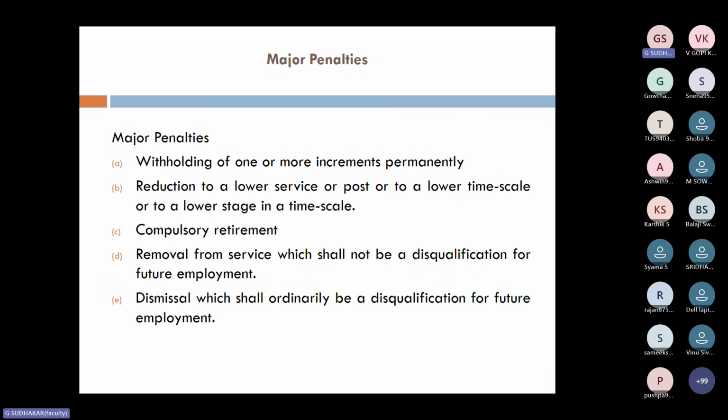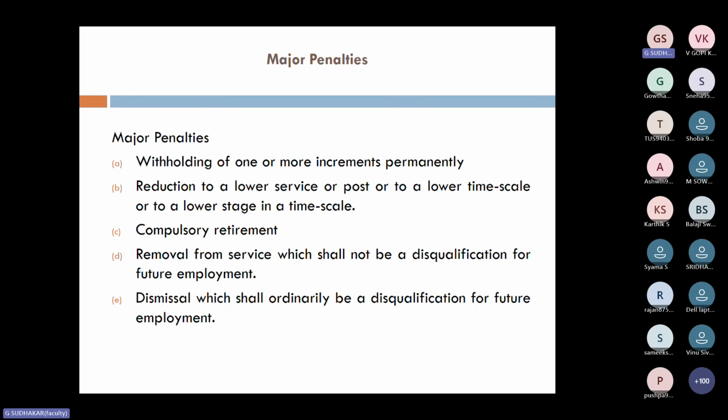Major penalty. This is also important. Withholding of one or more increments permanently. There is a difference. There I will withhold for 1 year. After 1 year, I will release the normal increment plus the withheld increment. But here, I will not release the increment for 1 year. Next year, he has to forego one increment. And from next year, he will get only the normal increment, not the stopped increment. So that is the difference.